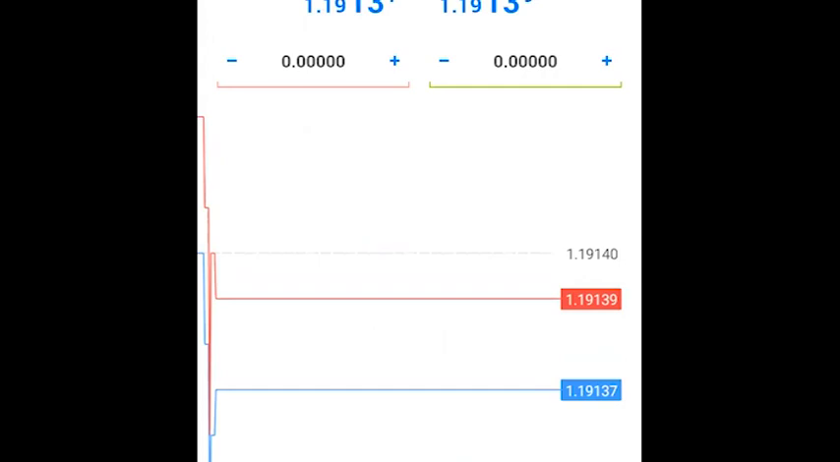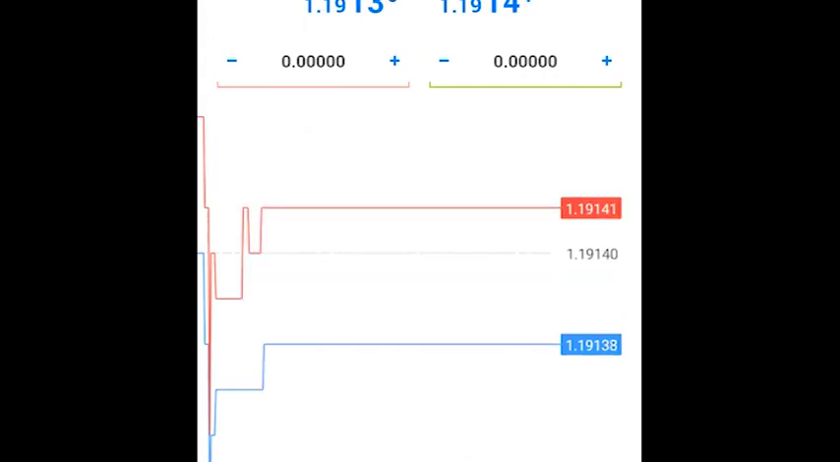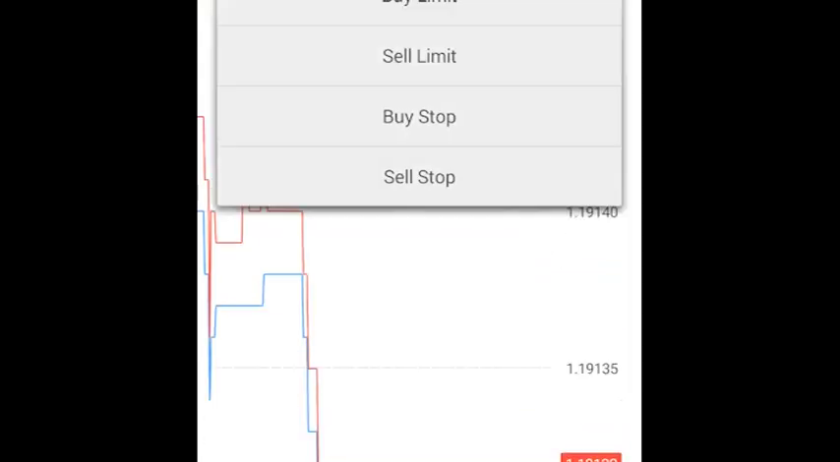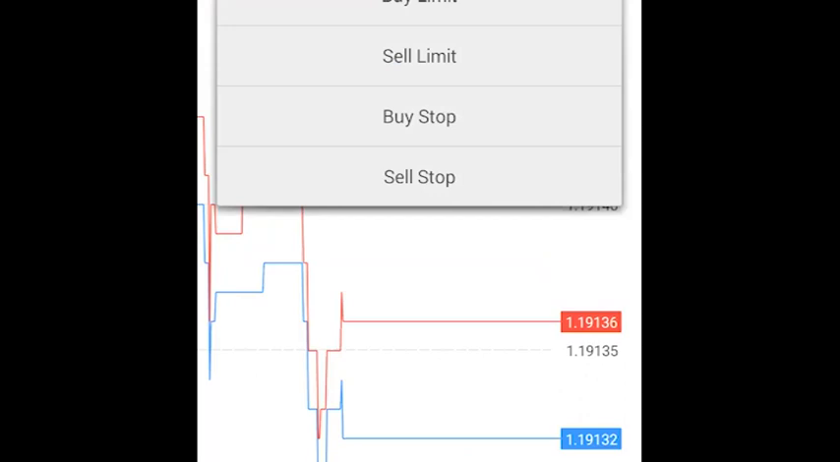So once you click on that, you're going to see market execution. Remember I told you that there are two types of market orders in this business, right? There is instant or market execution, and then there is pending order. So if you click on that market execution, it's going to ask you, what do you want to use? Buy limit, sell limit, buy stop, sell stop.